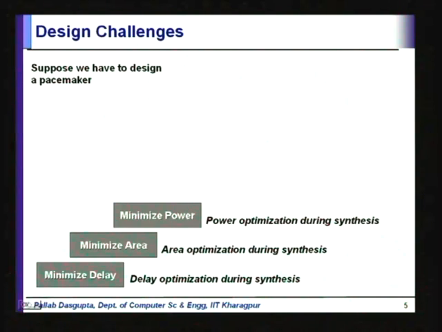The next important criteria, and probably the most important criteria in today's generation, is to minimize power. Why power? In the context of a pacemaker, it is very important because it is battery driven and batteries have limited life, and it is an implant. We do not want the patient to go through that operation once every year. So, we want to have batteries which are going to last preferably his entire lifetime.